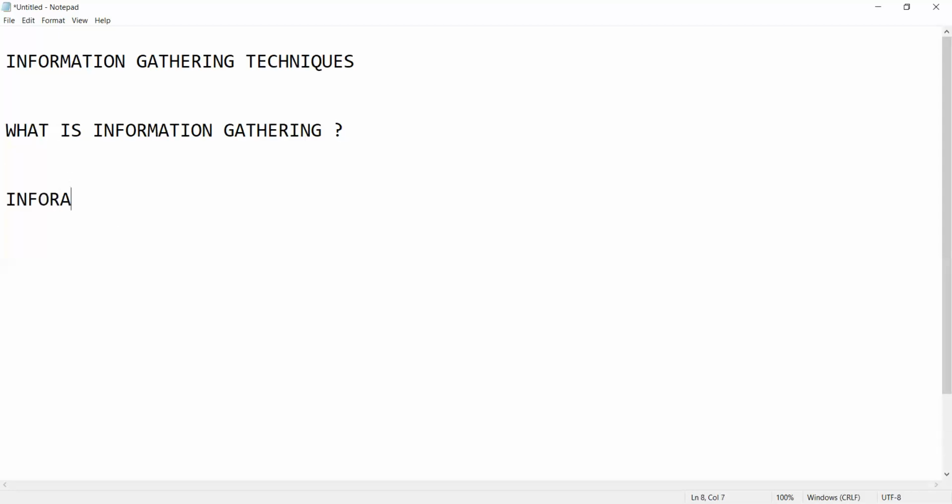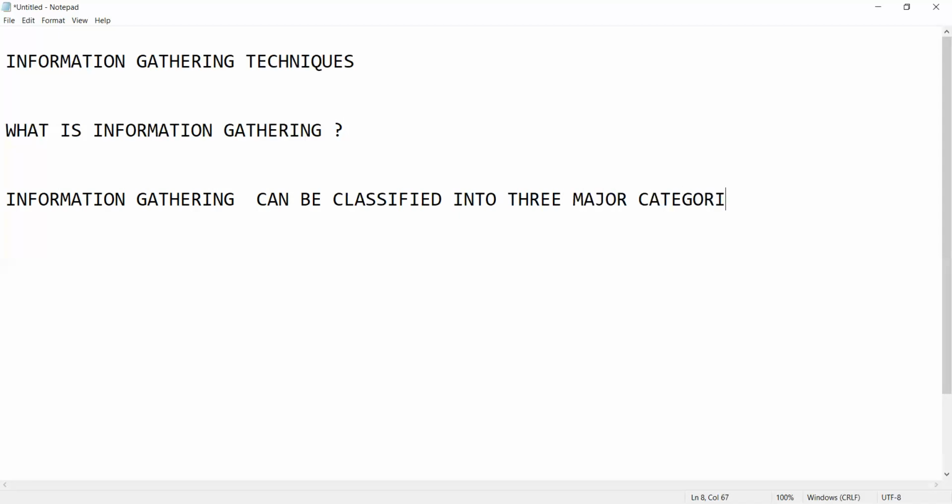So information gathering can be classified into three major categories. The first one is footprinting, next comes scanning, and third comes enumeration. Okay, so we'll be discussing footprinting.